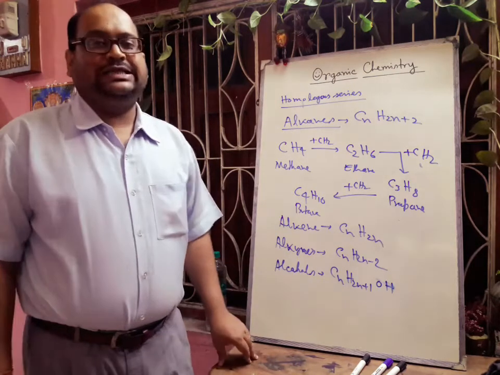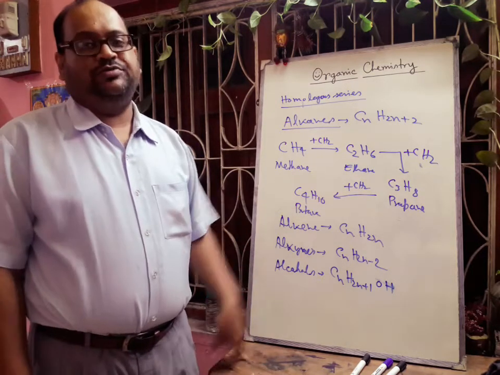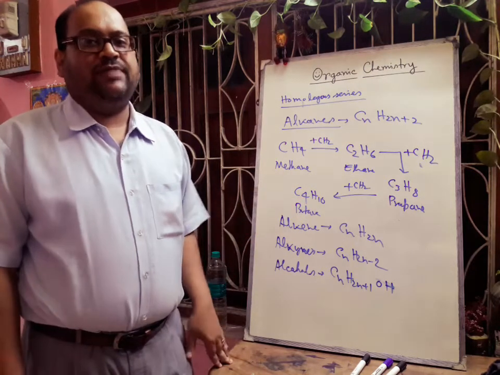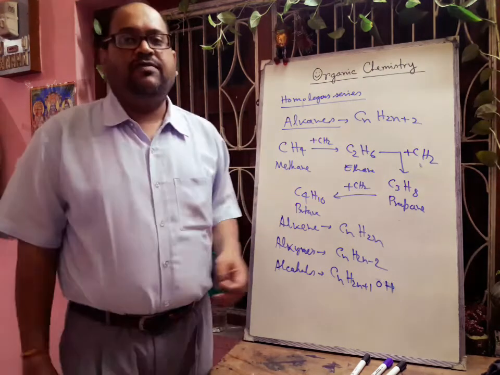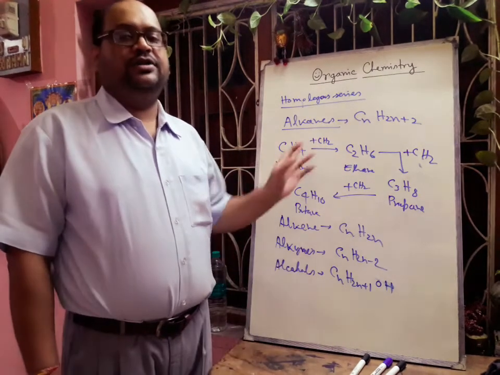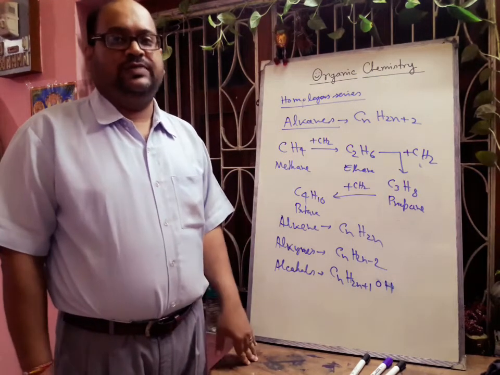Now this homologous series differs by CH2 unit, just as I have shown you. And if we consider the molecular mass, definitely there will be a difference of 14 AMU, because carbon is 12 AMU and 2 hydrogens are 2 AMU. Total 14 AMU difference will be there.